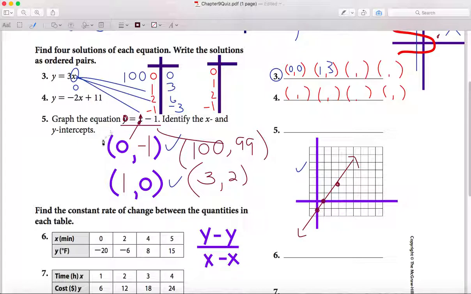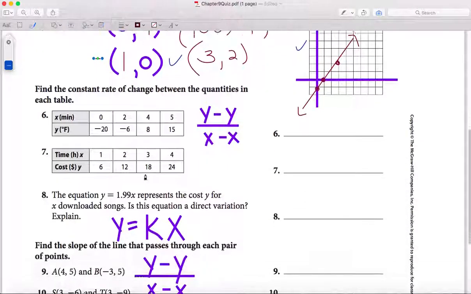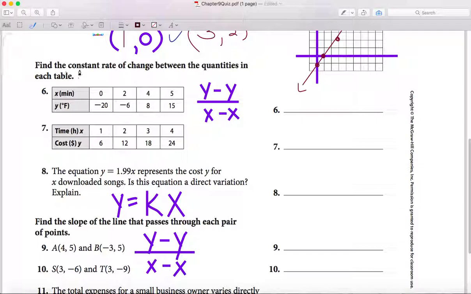When you have to identify the x and y intercepts, you would list these 2, and then next to it say which one's the x-intercept and which one's the y-intercept. Okay. For number 6 and 7, it says find the constant rate of change, and really that's just another way of finding the slope, which is the change in the y values over the change in the x values. So it doesn't matter what values you pick here for the first ordered pair. I'm just going to take 15 minus 8. 15 minus 8 is equal to 7, and then 5 minus 4 is 1.